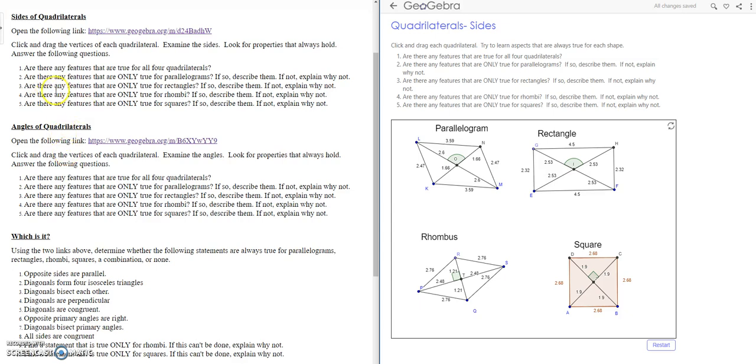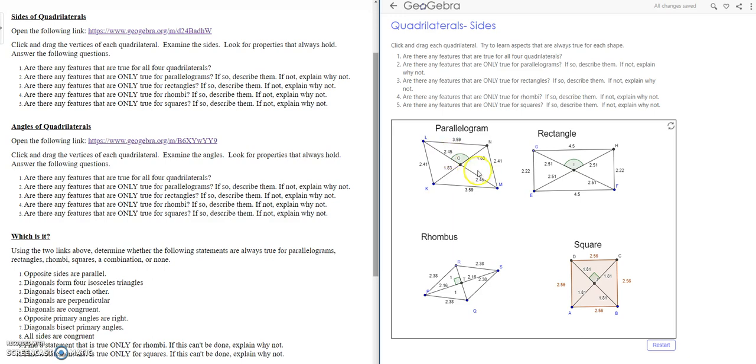So start with the sides. One of the features that's true for all four quadrilaterals with the sides. Well, we notice that in all four, no matter what I do, that opposite sides are always congruent, and we know that opposite sides are parallel, and we know that the diagonals always bisect each other.